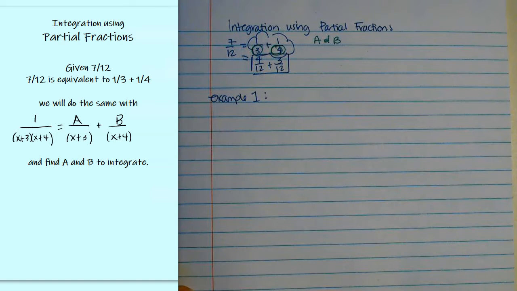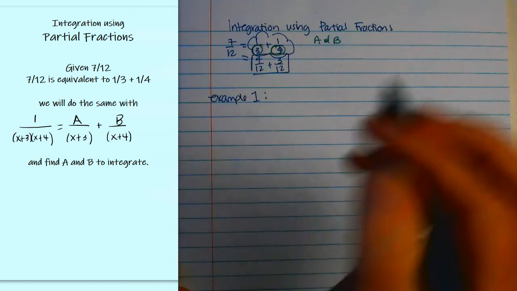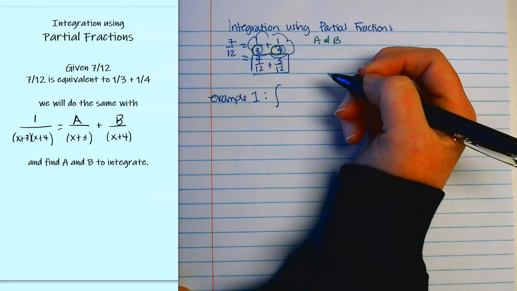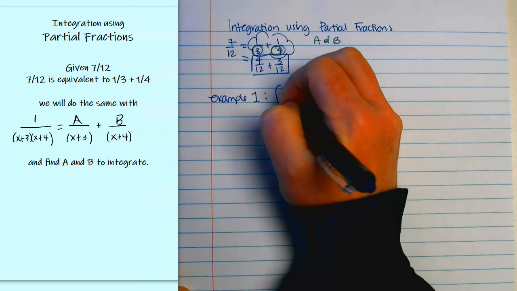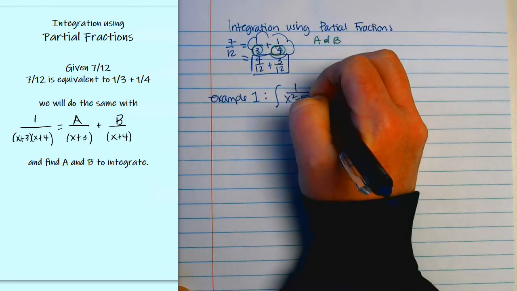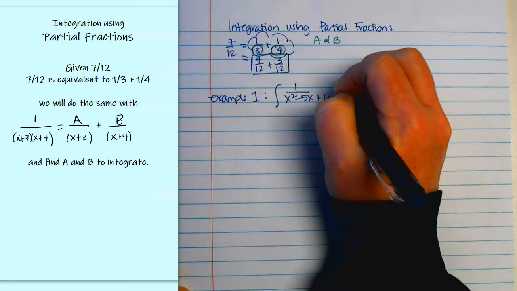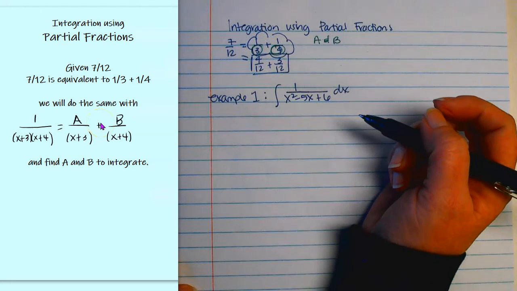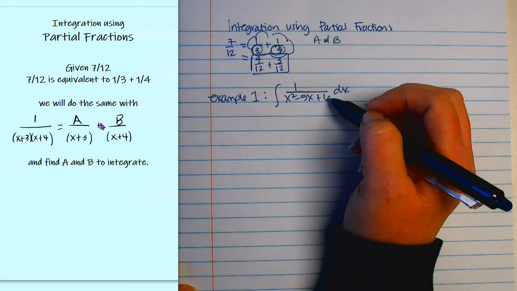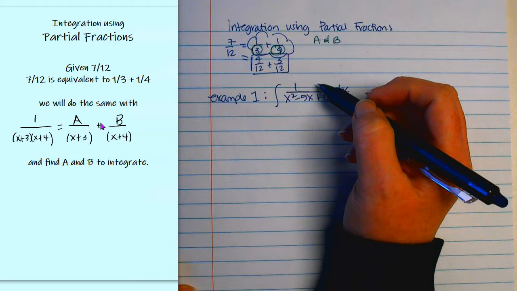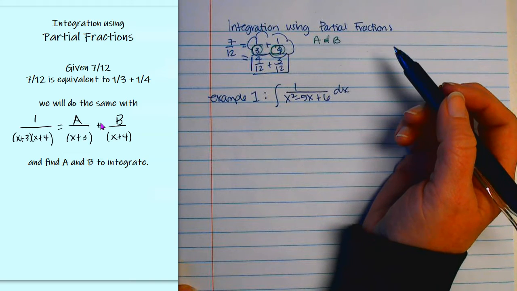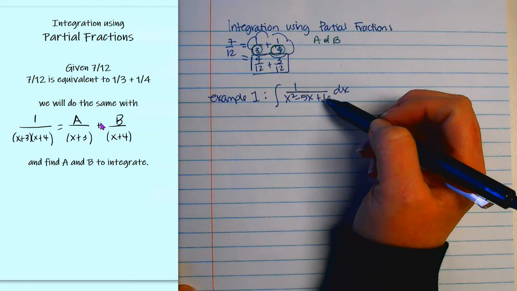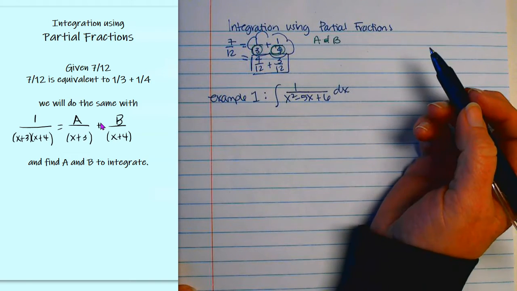Example 1 has us finding an integral for 1 over x squared minus 5x plus 6 dx. In the ones we've seen before, if the denominator had its derivative in the top, this would be u, and u prime would be in the top, and we could integrate that easily. This is not the case here because the derivative of the denominator would be 2x minus 5, and I don't see that in the problem anywhere.